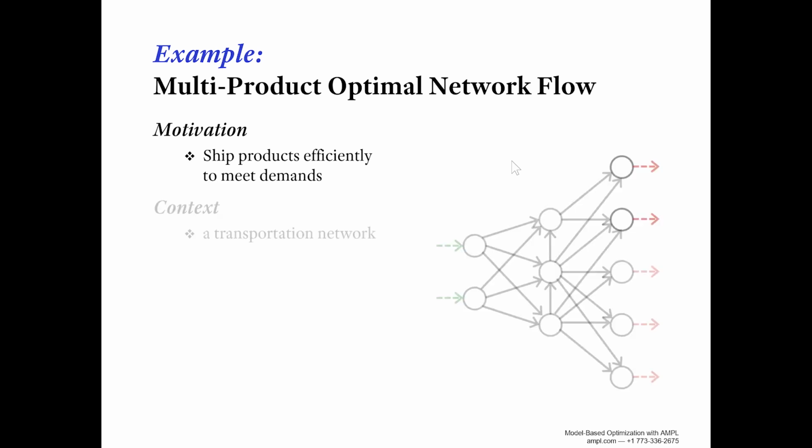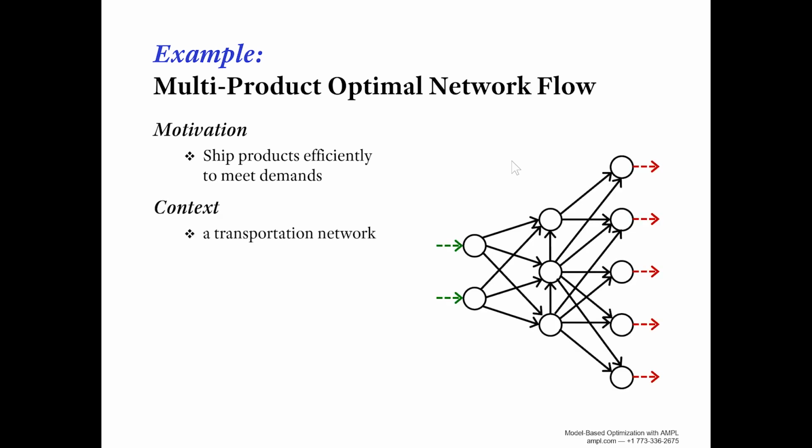So here's an example that I'll use to illustrate this. It's a network flow. It's optimal shipping of a number of products from some places to some other places. The motivation is just to ship them efficiently to meet demand. So efficiently is the objective, minimum cost, and the demands are the restrictions. And here's a little diagram to show you what a transportation network might look like.